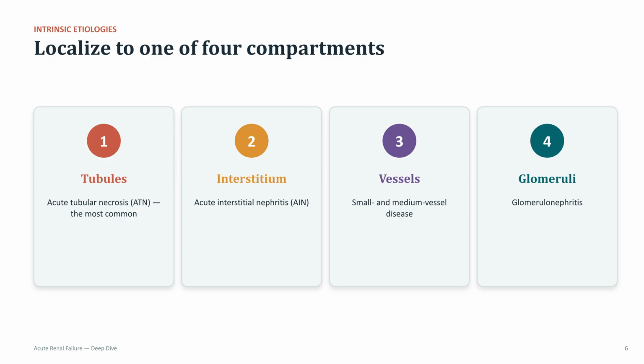Intrinsic injury implies damage to the kidney tissue itself. We localize this to one of four compartments: the tubules, the interstitium, the blood vessels, or the glomeruli. Each has distinct causes and a unique urine fingerprint.